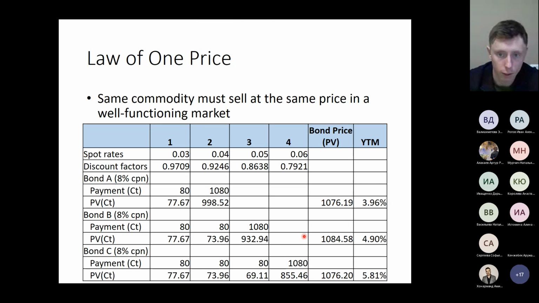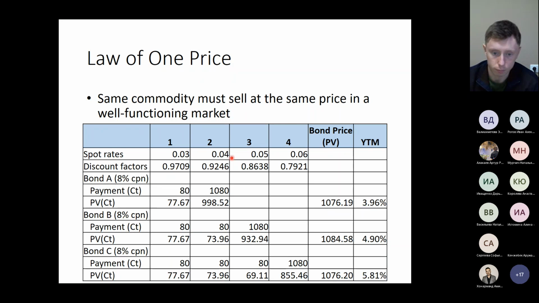And there is the so-called law of one price. That means that all instruments with the same maturity period and with the same level of risk should have the same price. And here it is represented for different time periods, for 1 year, for 2 years, for 3, for 4 years, which would have different spot rates.